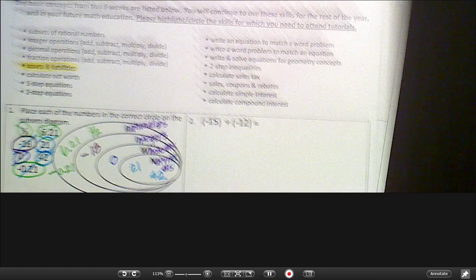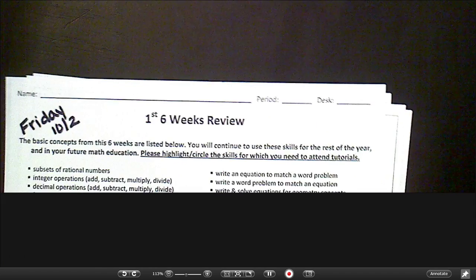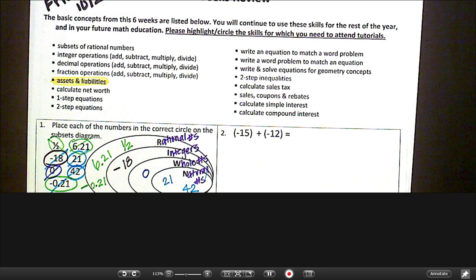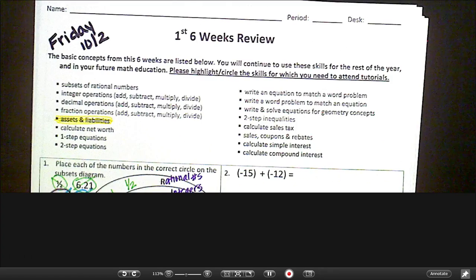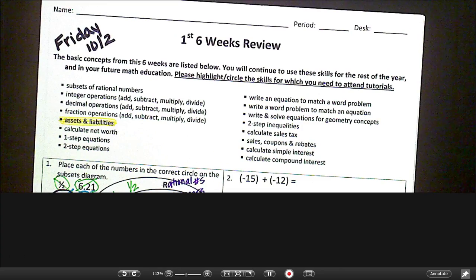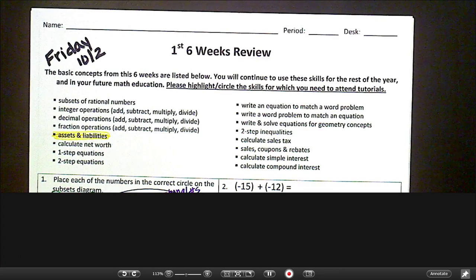Alright, so that is going to conclude my instructions for the review. I want you to work on this quietly. If the sub says, for Miss Cindy's class, that you have to work on it silently, then that's what you have to do. So please work on this and make sure that your answers are circled or boxed. Alright, you guys, have a good day.